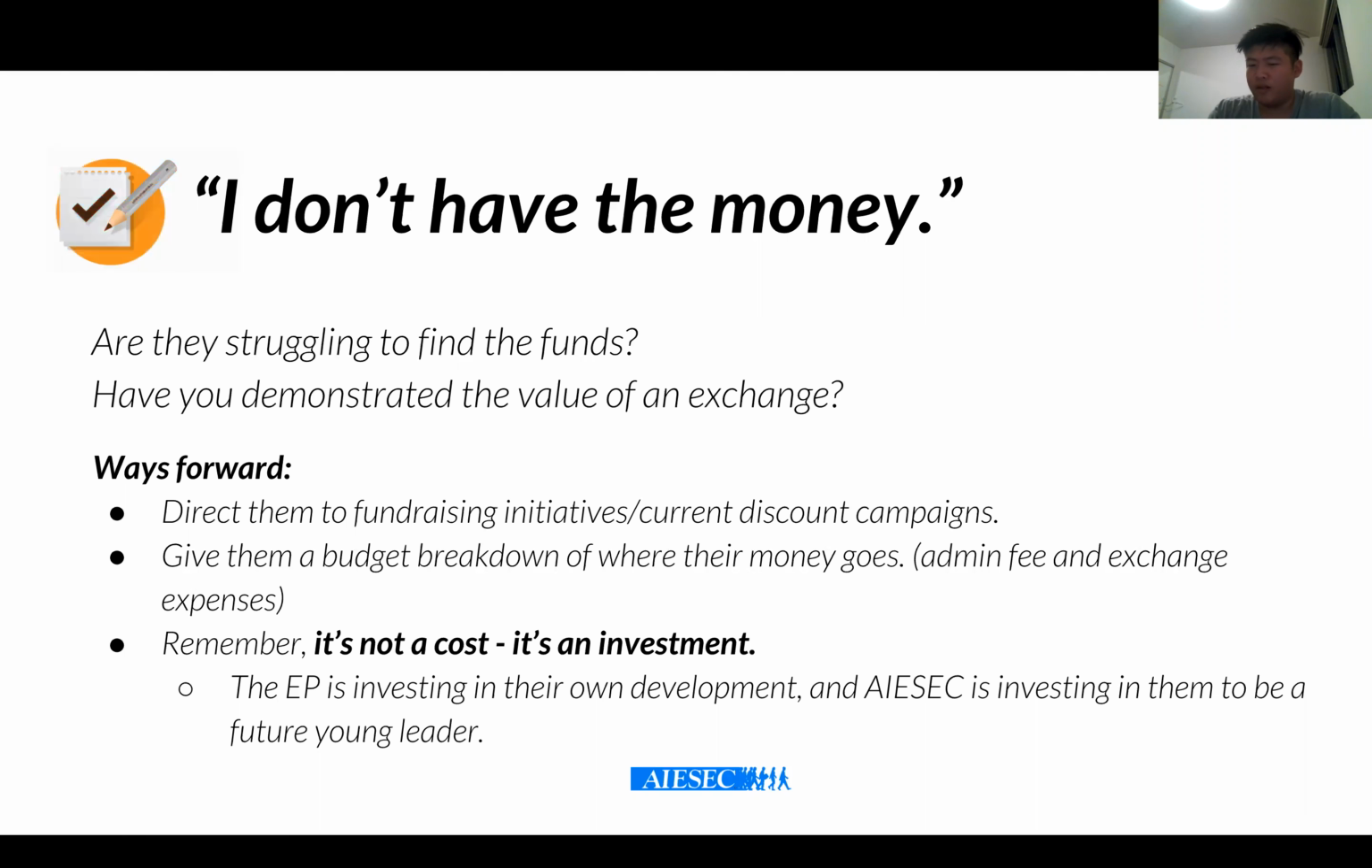It's a relatively new thing, so ESD might take a look at the best way to set up a fundraising initiative. But it's definitely a more tangible strategy that you can raise with your EP if they really are concerned about that. So that's something to do.